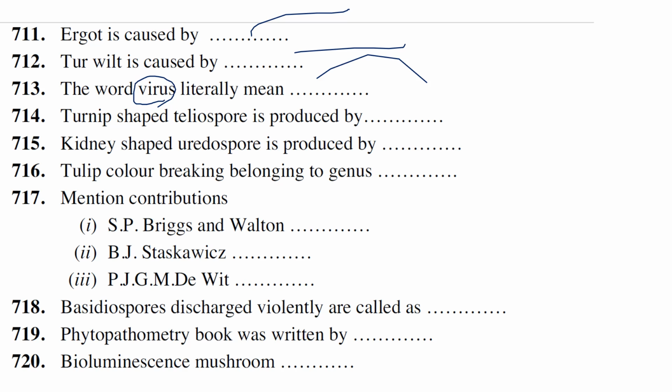Kidney shaped urediniospore is produced by, again, Hemileia. If you see this Hemileia, it produces kidney shaped urediniospore and turnip shaped teleospore.